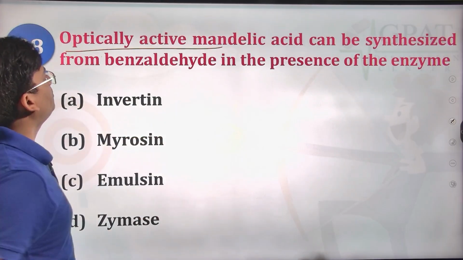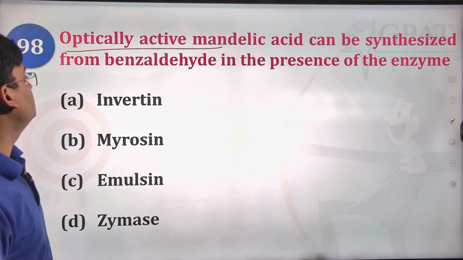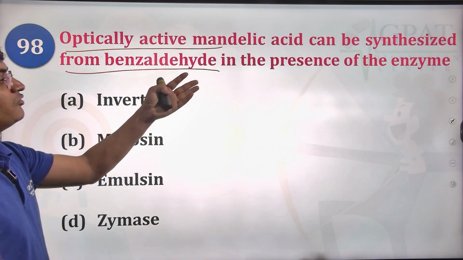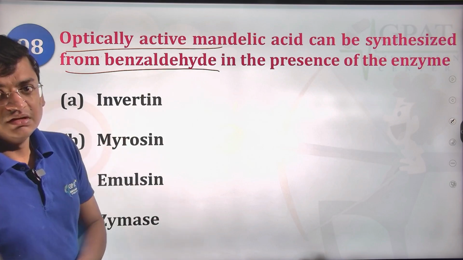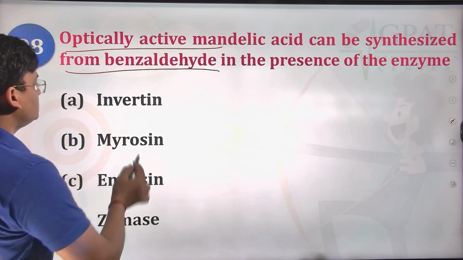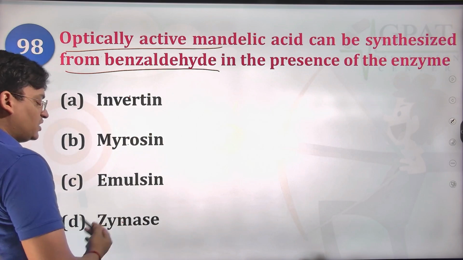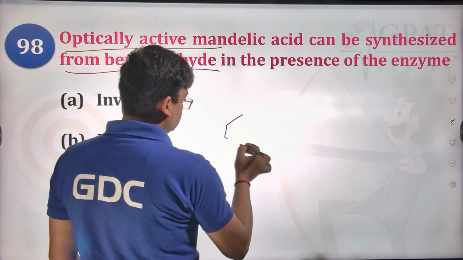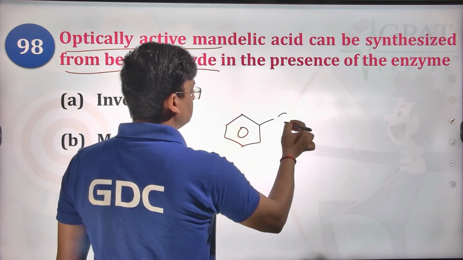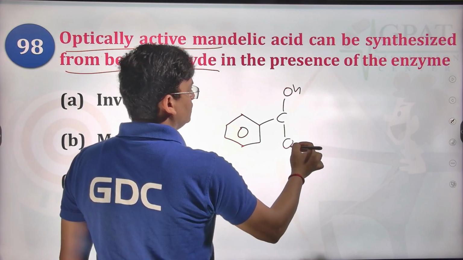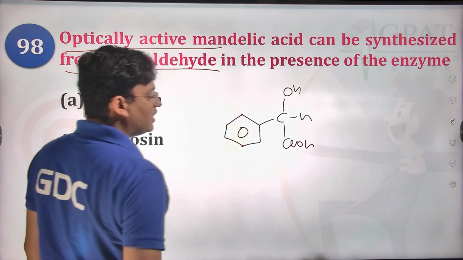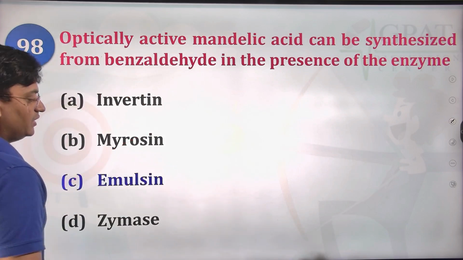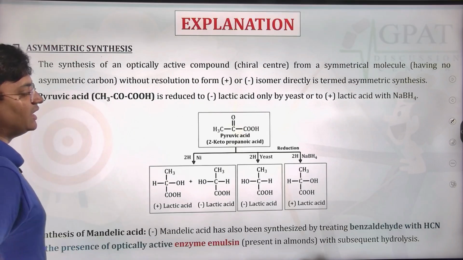Next question we are having: optically active mandelic acid can be synthesized from benzaldehyde in the presence of the enzyme. So this question has a biochemistry-like angle as well. The options are invertin, myrosin, emulsin or zymase. For the formation of mandelic acid, that has OH and COOH, this is our mandelic acid. So yes, this can only be possible in the presence of emulsin. Emulsin, okay. So C is the right answer for this.